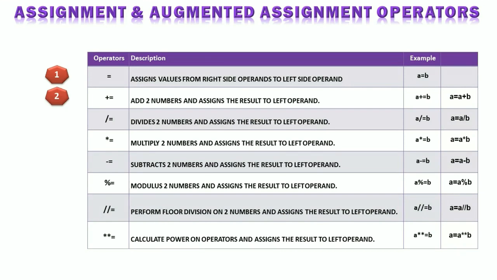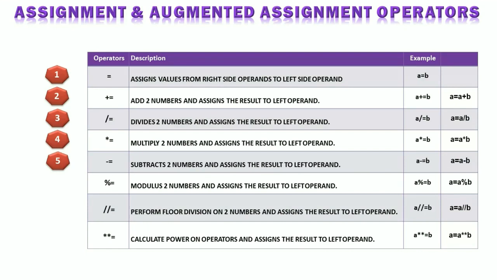Next we have plus equal. It adds two numbers and assigns the result to the left operand, like A += B, which is actually doing the action of A = A + B. Division equal divides two numbers and assigns the result to the left operand. A /= B is actually A = A / B. Then multiplication equal multiplies two numbers and assigns the result to the left operand. A *= B means it is doing the action of A = A * B.